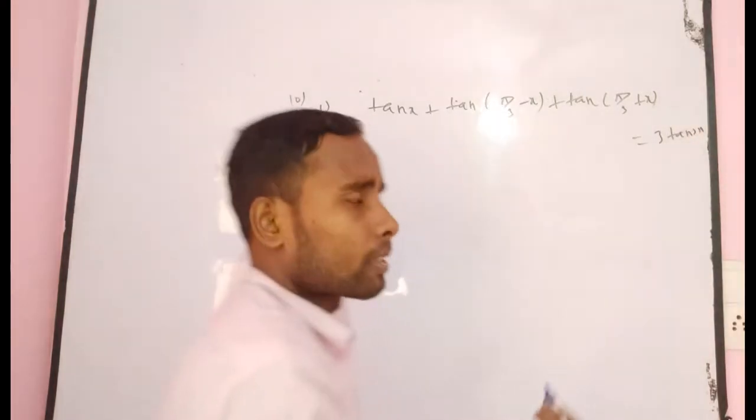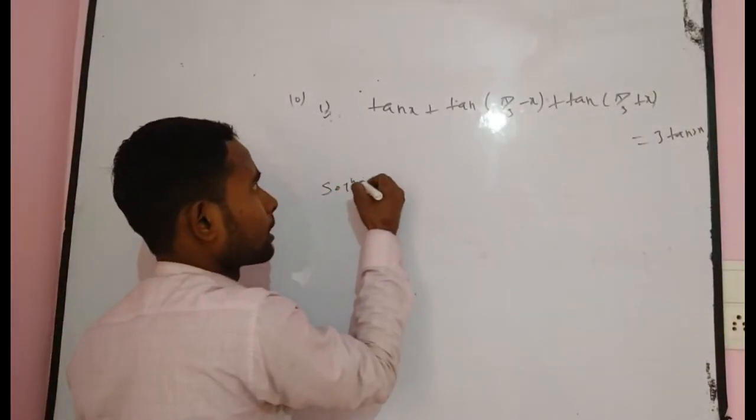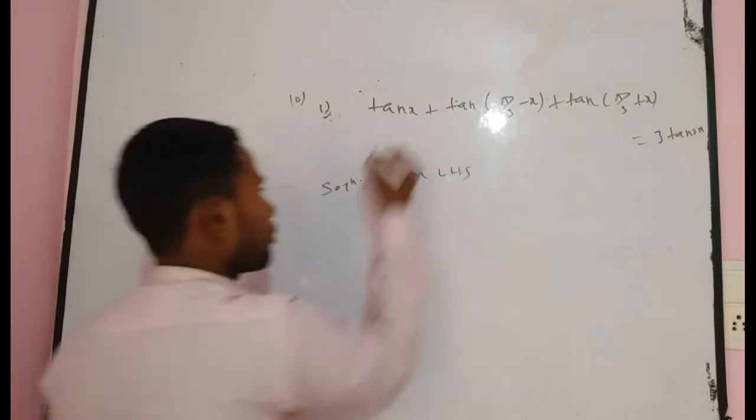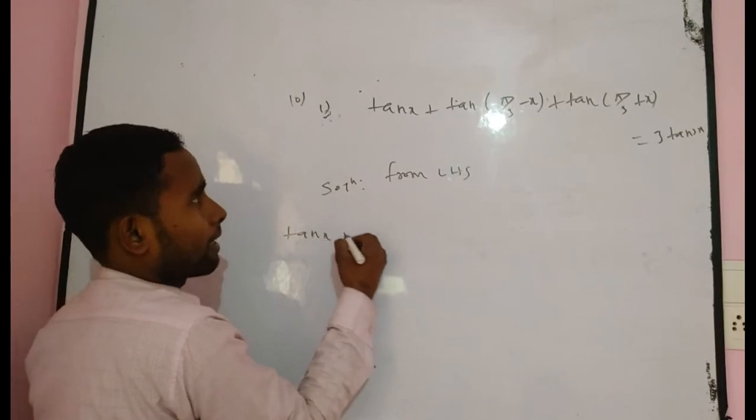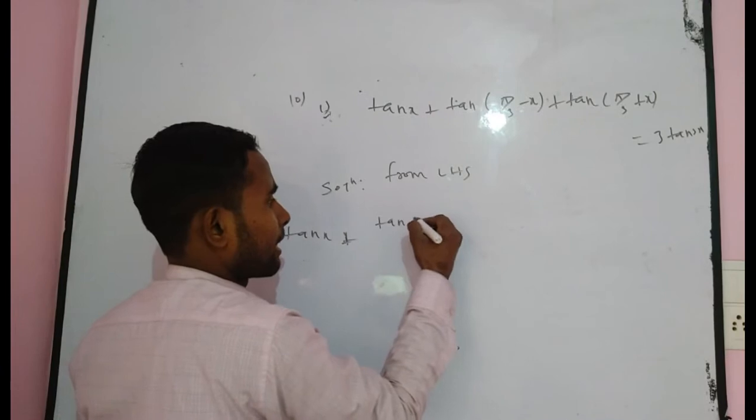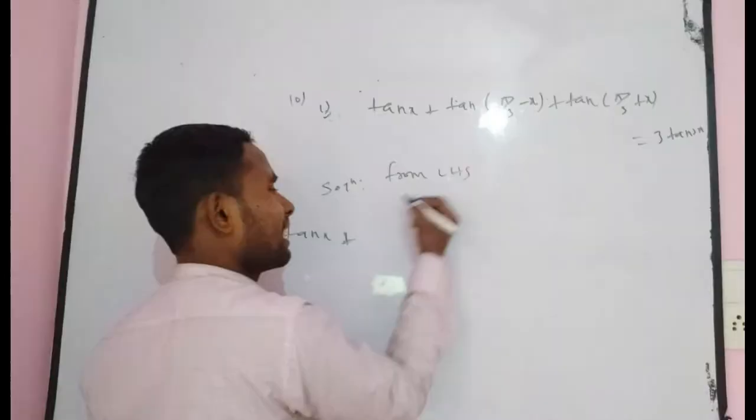Now you have to prove it. Can you solve this? Firstly, you have to solve from the LHS. Can you write tan(x + π/3) and tan(π/3 − x)? That means tan a, with a being π/3. Can I write directly?